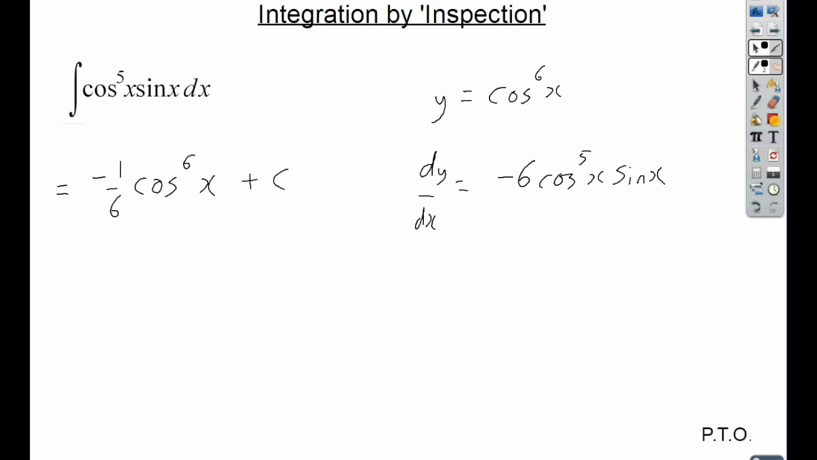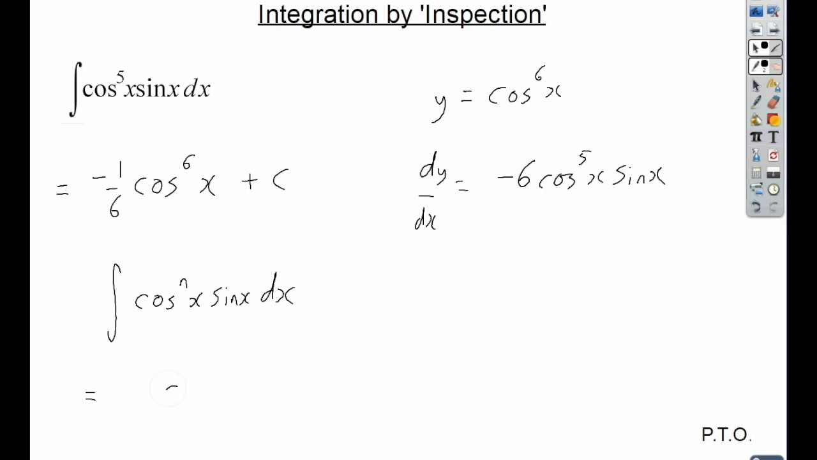Exactly the same as before, except all I've done is chosen a multiple power of cosine x this time. Right, try and come up with a generalization for this. So the integral of cos to the n x sine x dx. Pause the video until you've got it. Okay, if you got it, right, so good.